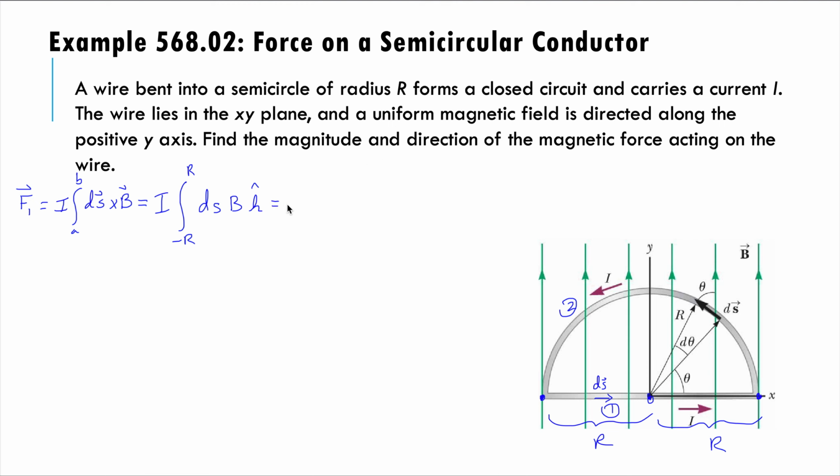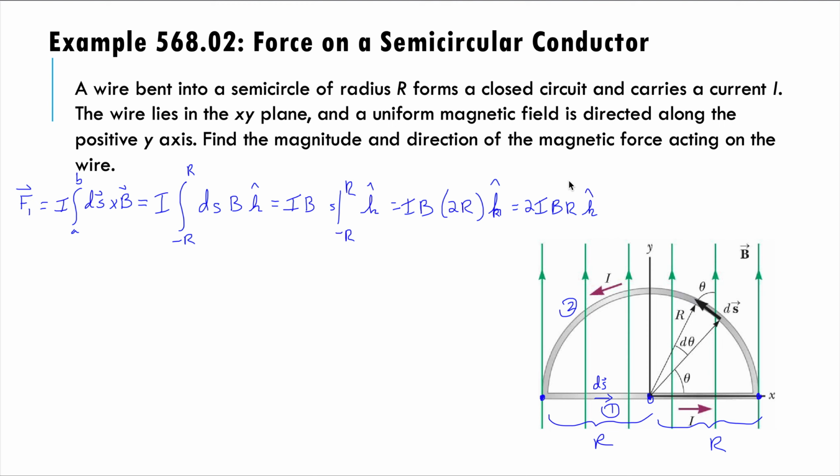We can go ahead and remove the constant B. When we integrate, ds is just going to be s from negative r to r. Don't forget the direction. And so we're going to get I B, and then r minus a negative r, which is going to be 2r. And that's going to be the k direction. So that is the force on the straight segment. It's going to be 2 I B r in the k direction.